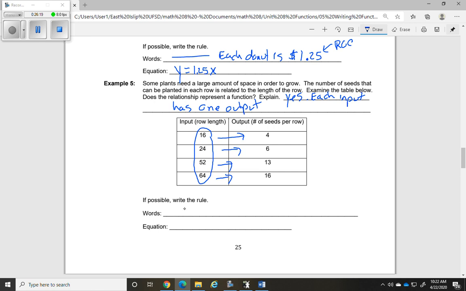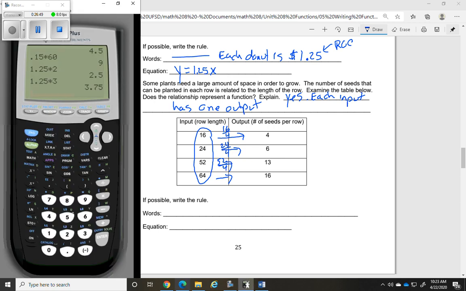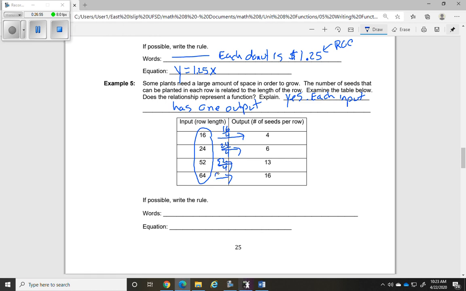And then, if possible, write the rule. So it looks like I could do 16 divided by 4 to give me a 4. 24 divided by 4 gives me 6. 52 divided by 4 gives me 13. And 64 divided by 4 gives me 16.